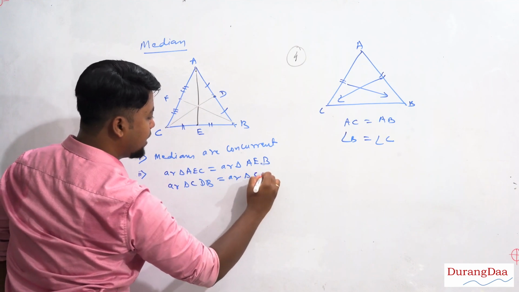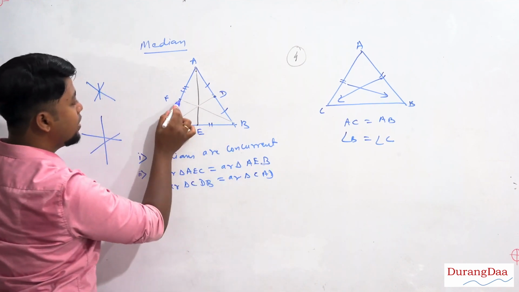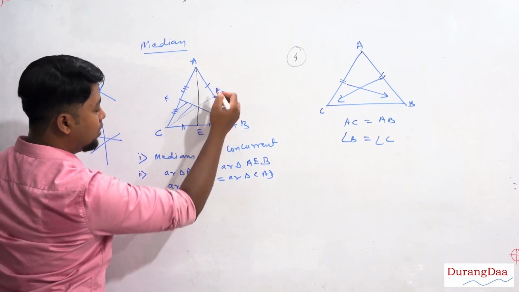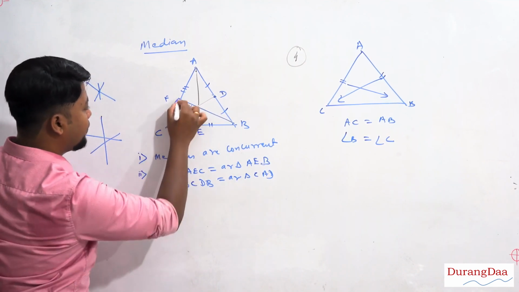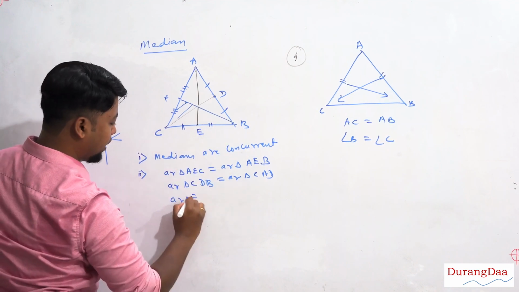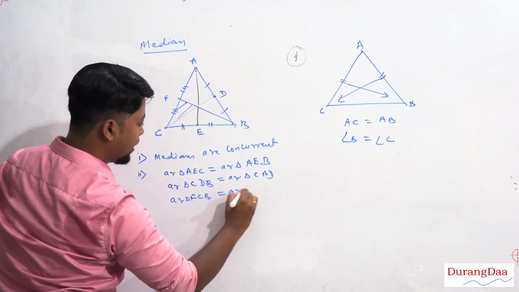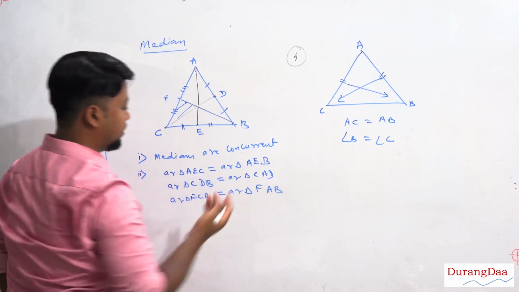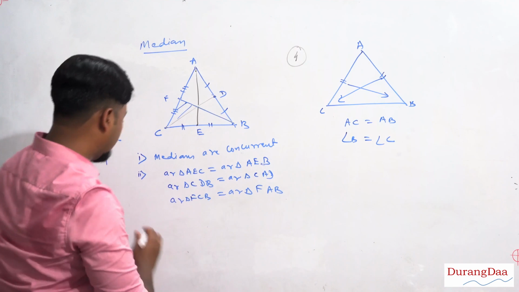And the last one we have is FB. So, this also is dividing the triangle into two equal parts. So, area of triangle FCB would be equal to area of triangle FAB. No problems here, all right.